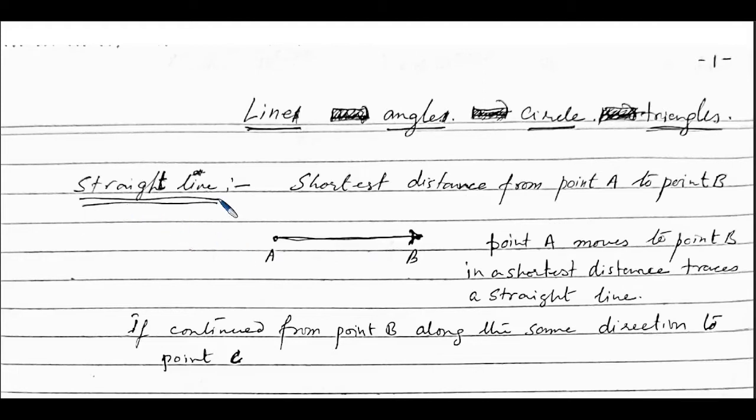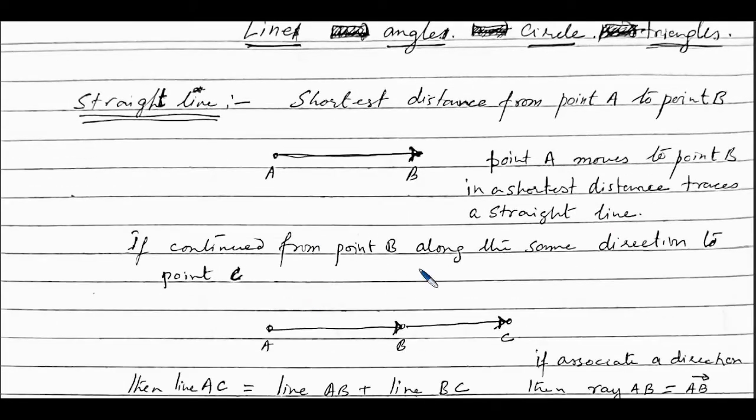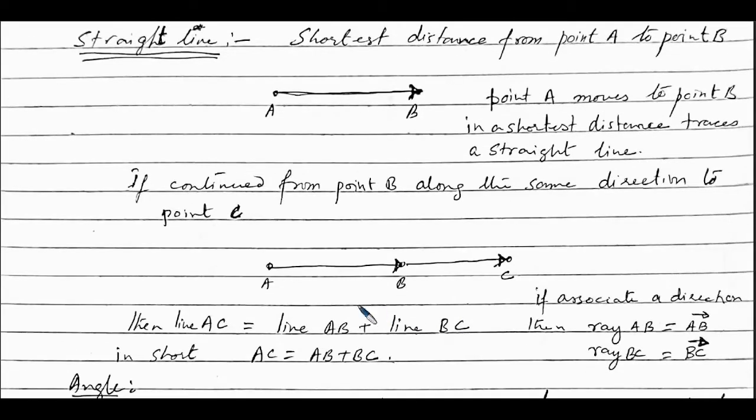So what is a straight line? A straight line is nothing but the shortest distance from A to B. If there is a curve, then it is not shortest. The length of the curved line is more than the straight line. So point A moves to point B in the shortest distance and traces a straight line. If continued from point B along the same direction to point C, then AC is equal to AB plus BC.